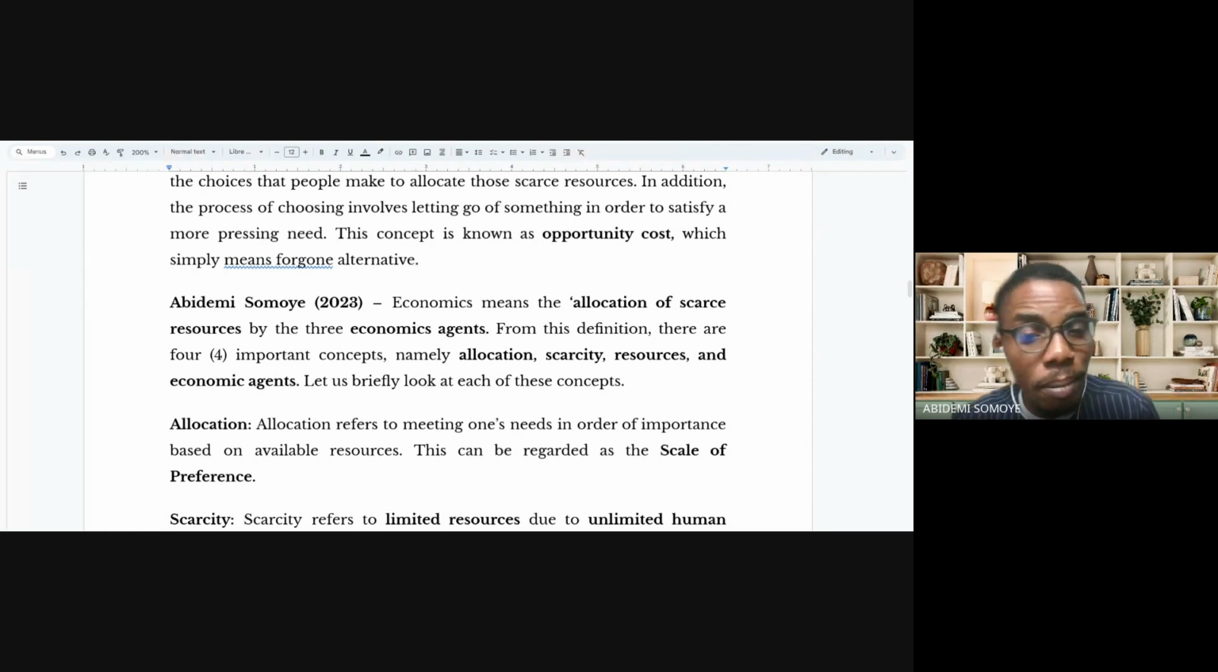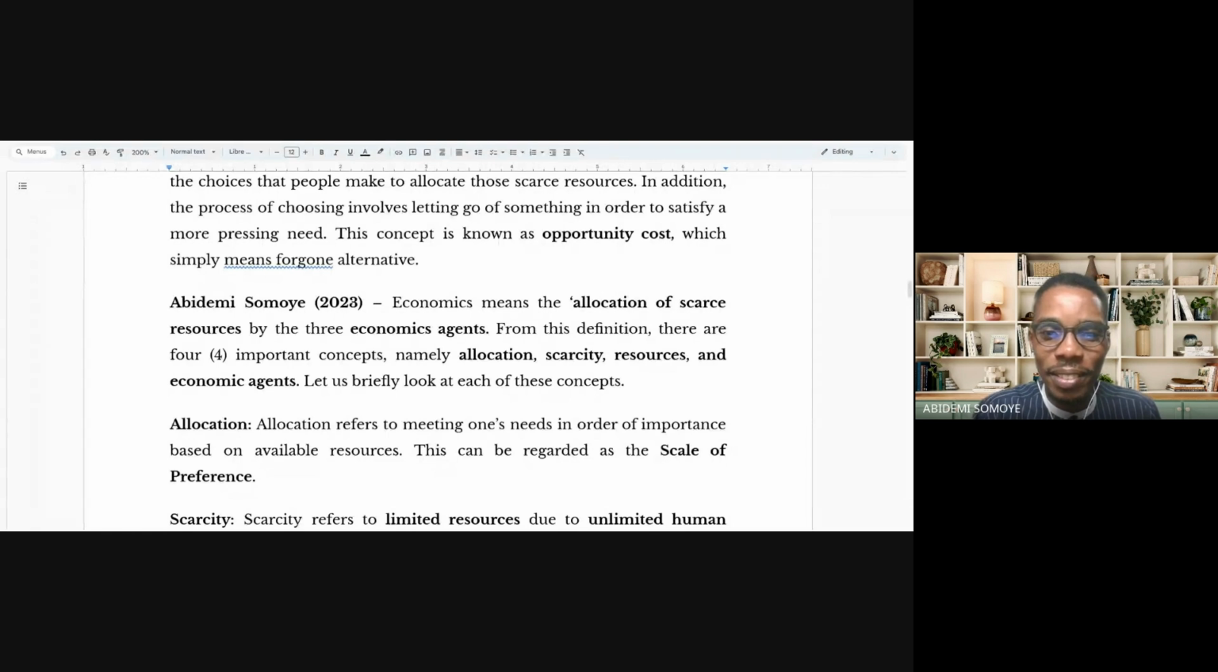Now, what does Abidemi say about the definition of economics? So Abidemi says economics means the allocation of scarce resources by the 3 economic agents. I usually say, what are the 3 economic agents? We have individuals or households. When we say household, we are talking about, let's say, a family. All right, the father, the mother, the kids.